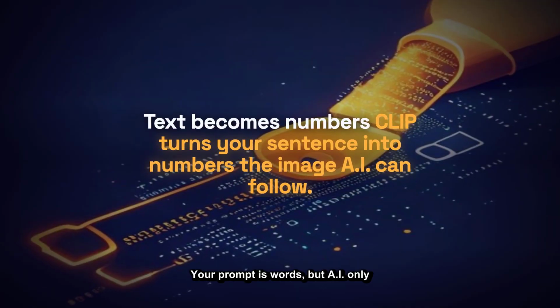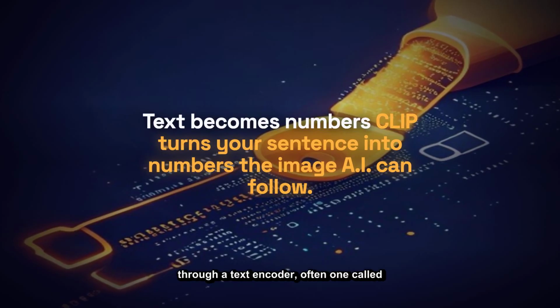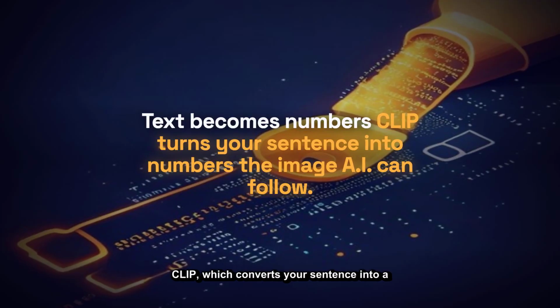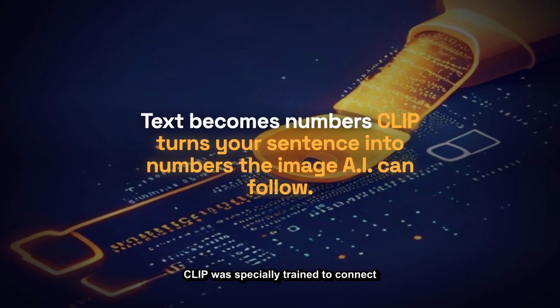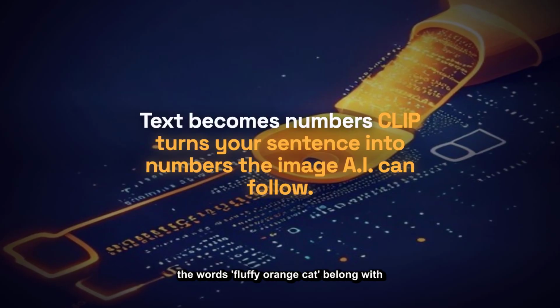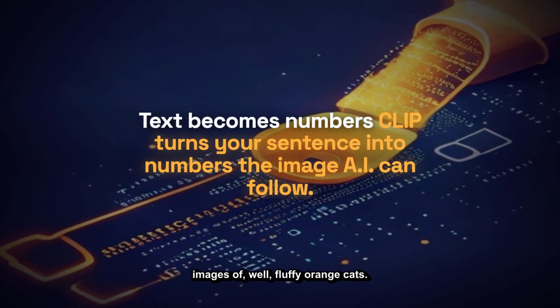Your prompt is words, but AI only understands numbers. So your text goes through a text encoder, often one called CLIP, which converts your sentence into a list of numbers, a kind of meaning map. CLIP was specially trained to connect language and pictures, so it knows that the words fluffy orange cat belong with images of, well, fluffy orange cats.